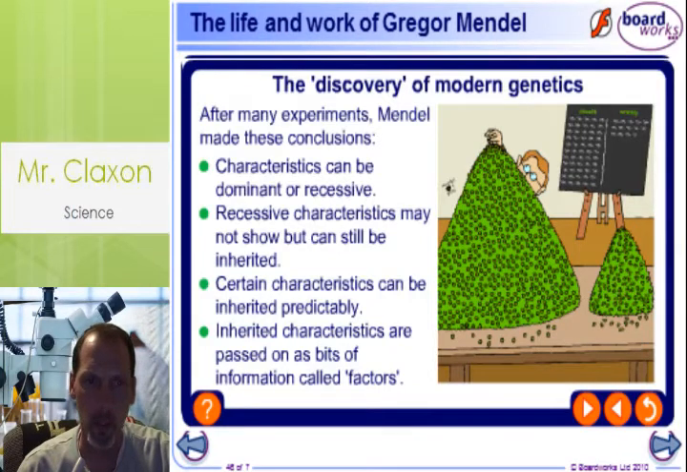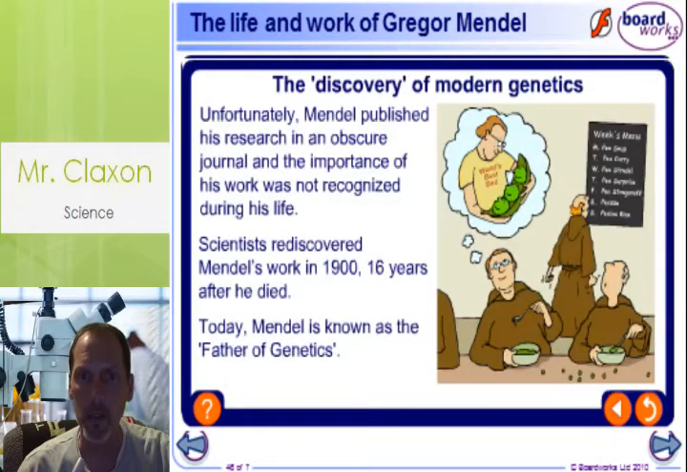He called them factors. Now we call them genes. But he determined that some characteristics are dominant and others are not, or what they call recessive. So that's what they play on a little bit here.